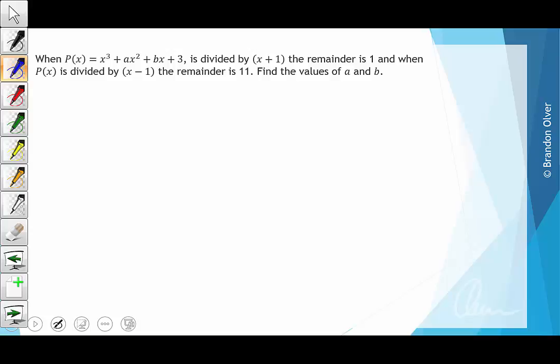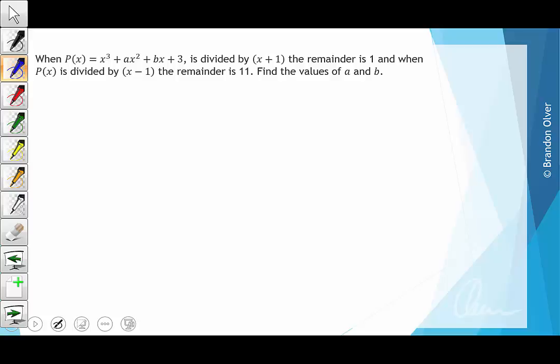When the polynomial p of x, which is equal to x cubed plus ax squared plus bx plus 3, is divided by x plus 1, the remainder is 1. And when p of x is divided by x minus 1, the remainder is 11. Find the values of a and b where this is true.